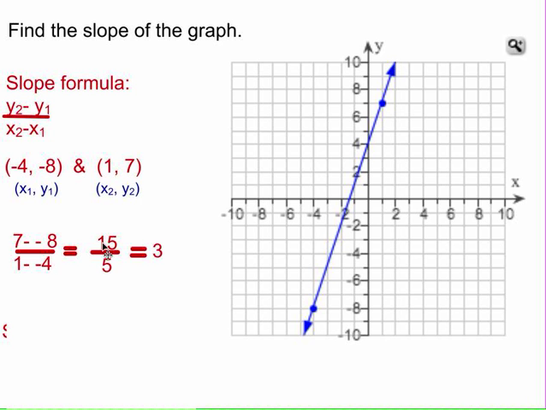7 minus a -8 is a positive 15. 1 minus a -4 is a positive 5. 15 over 5 equals 3. So our slope is 3. In other words, for every 3 units up, we move 1 across. 3 units up, 1 across. And that's how we find the slope of a line.